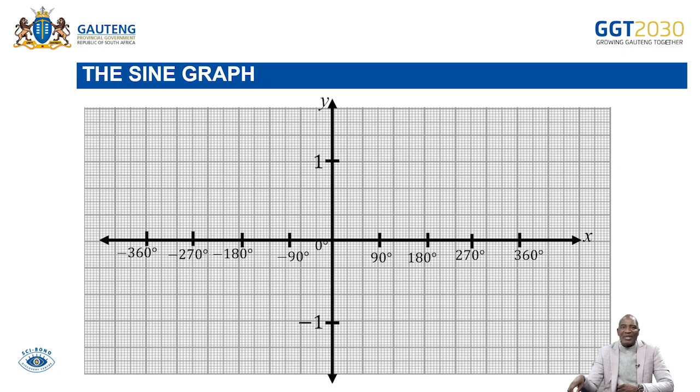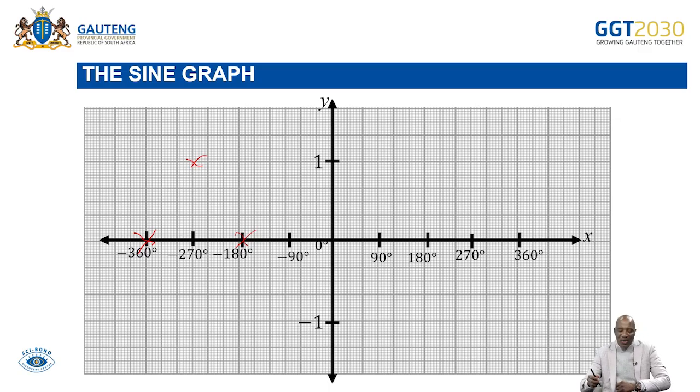So we are going to plot these points point after point. Remember, we said our first point is negative 360 and 0. So you mark here negative 360 and 0. The next point is negative 270 and 1, which is above negative 270. The next point that we are going to mark is negative 180 and 0. So it's coming down now. Then the next point is going to be negative 90 and negative 1.